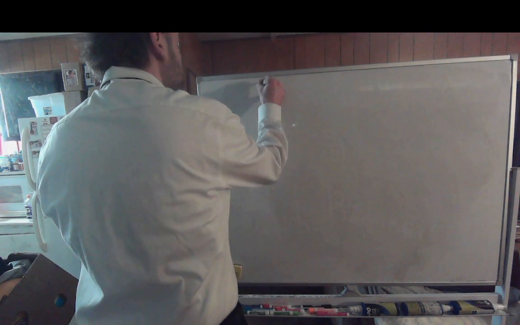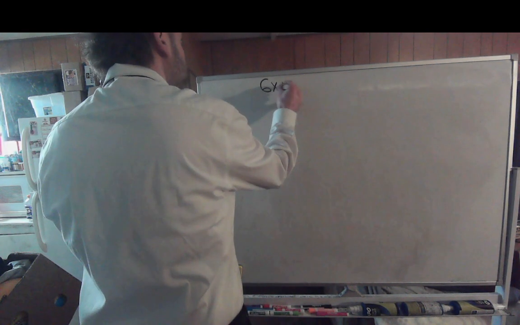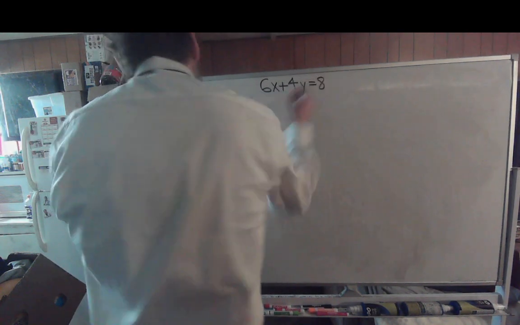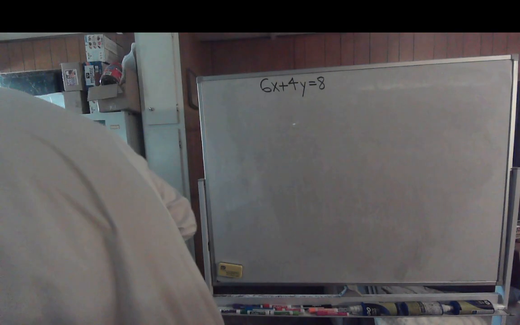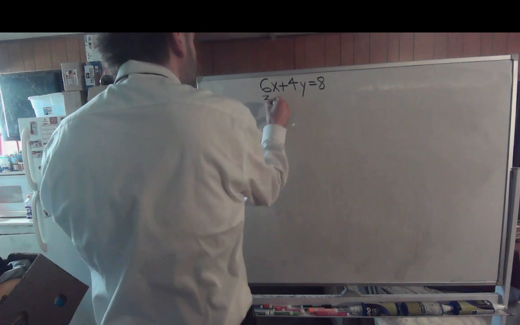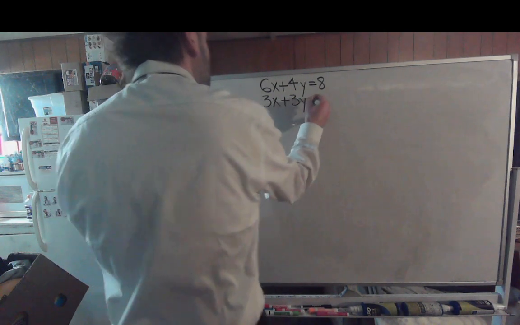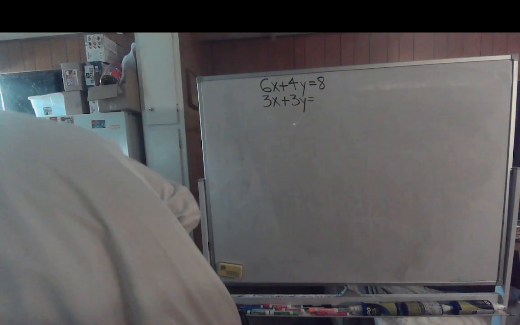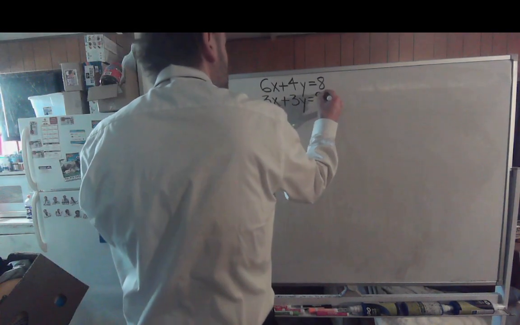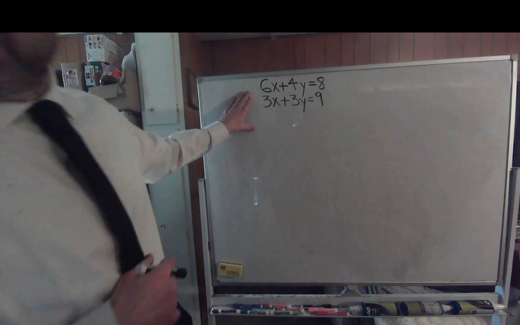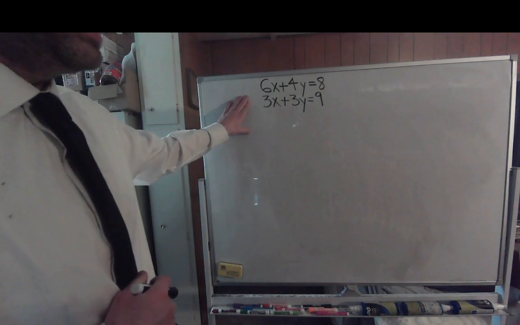So we have here for the first system 6x plus 4y is equal to 8. In your second system you have 3x plus 3y is going to be equal to 9. So there's your system. 6x plus 4y equals 8. 3x plus 3y equals 9.